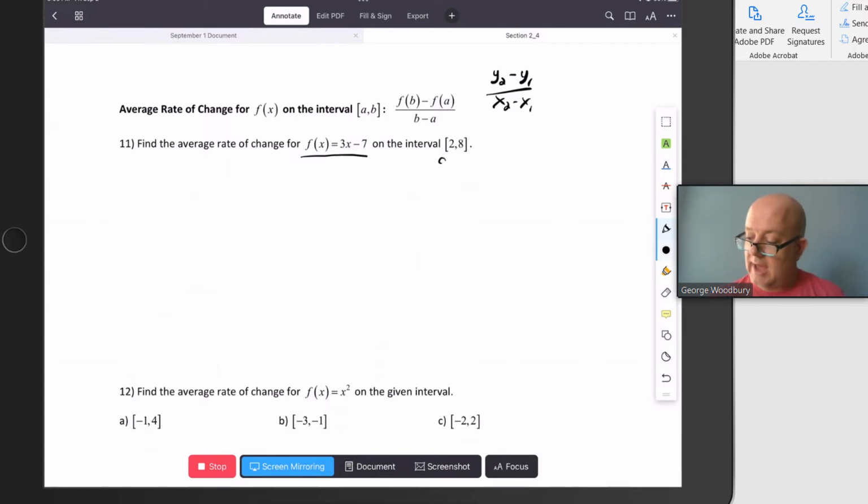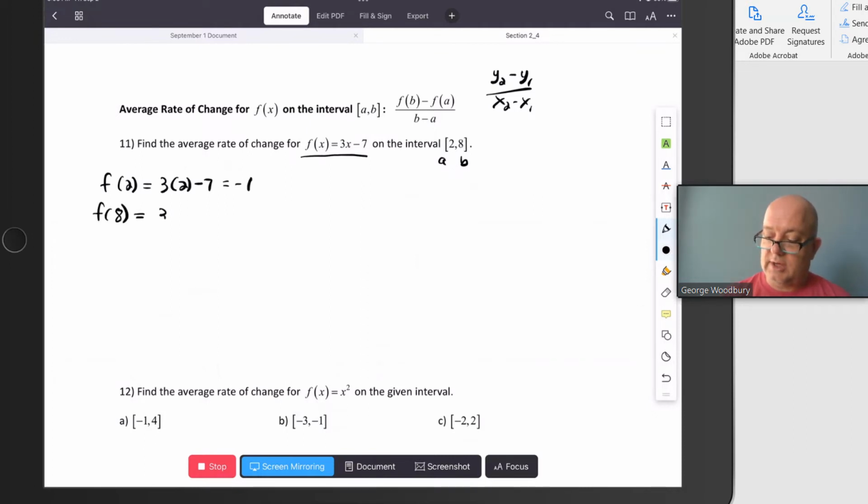So I know my a is 2 and my b is 8. I need to figure out what f of a and f of b are. So let's start with f of 2. That's going to be 3 times 2 minus 7. That's 6 minus 7, or negative 1. Then I try f of 8. That's 3 times 8 minus 7. 24 minus 7, that's 17.